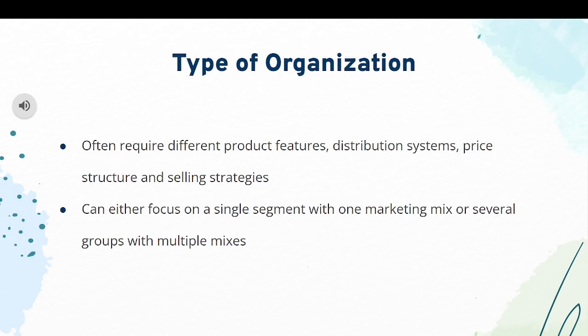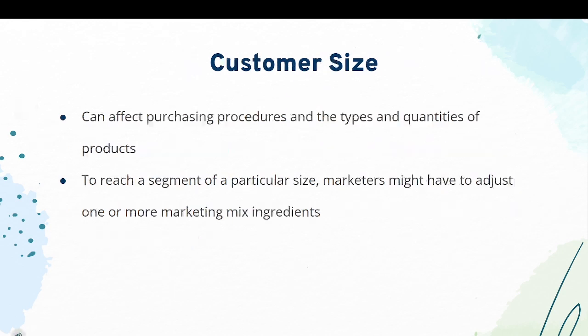Type of organization often requires different product features, distribution systems, price structure, and selling strategies. They can either focus on a single segment with one marketing mix or several groups with multiple mixes. Customer size can affect purchasing procedures and the types and quantities of products. To reach a segment of a particular size, marketers might have to adjust one or more marketing mix ingredients.